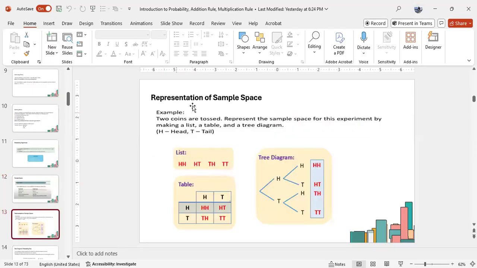Representation of sample space. Sample space can be represented either in the form of a list, table, or T-diagram. We'll take the example of tossing of two coins. When two coins are tossed, represent the sample space for this experiment by making a list, a table, and a T-diagram. This is the list and these are the possible outcomes, the 4 possible outcomes that I have already told you. This is the table form and this is the T-diagram.